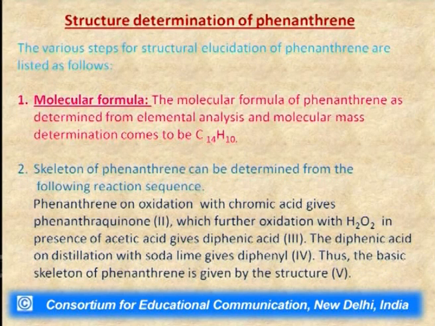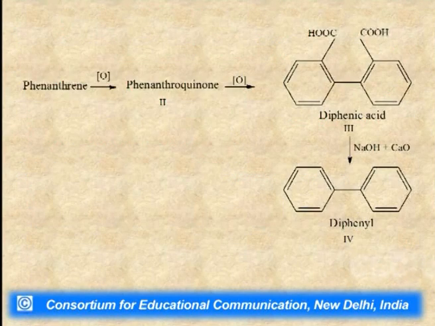Since it is a hydrocarbon, we have to do many reactions on this particular hydrocarbon. One of them is the oxidation reaction. In case of oxidation, phenanthrene on oxidation with chromic acid gives phenanthraquinone, which on further oxidation with hydrogen peroxide will give us diphenic acid. This is diphenic acid. You can see here two carboxylic groups at the ortho positions, which on further reaction with alkali in the presence of calcium oxide will give us the diphenyl compound.